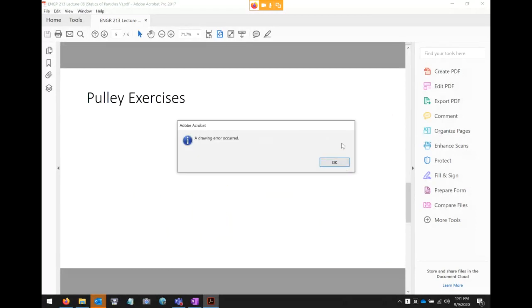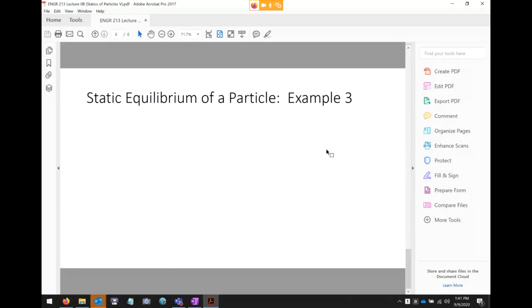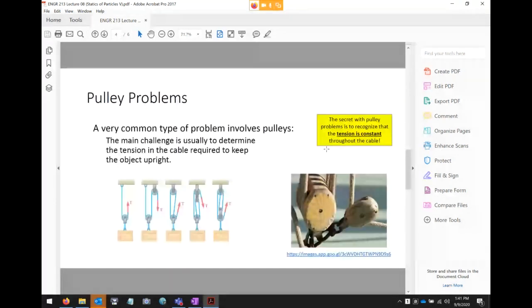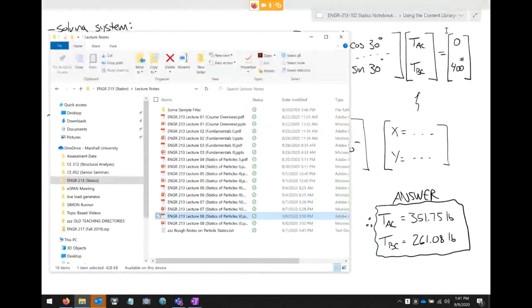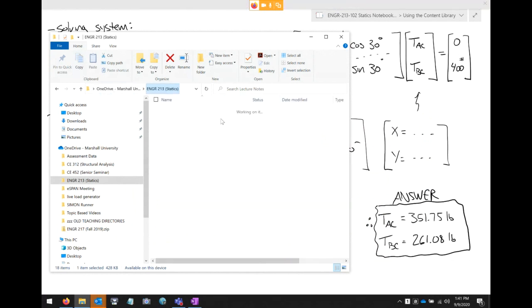And so we're going to look at my PDF isn't liking me right now. I'll look at that later. But we have a couple examples where we're going to look at exploring the use of pulleys and how that works in various static situations.